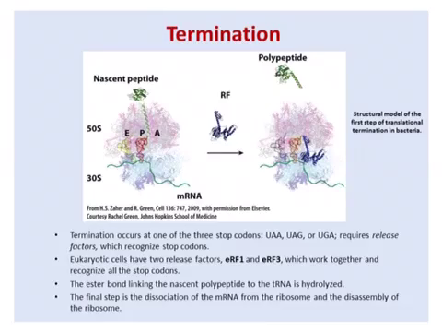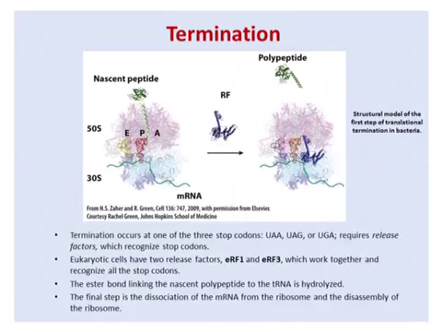Termination is the final process in the translation step. So we had initiation, elongation, and now termination. And keep in mind, in elongation, you're building the polypeptide chain. Well, once that process has been completed, we get what's called termination. And termination is where the ribosome will stop building the polypeptide chain.